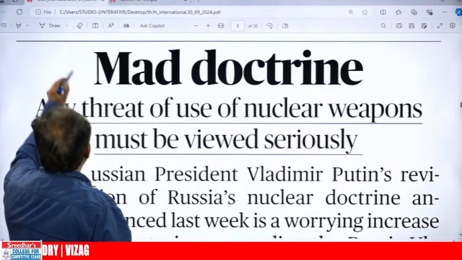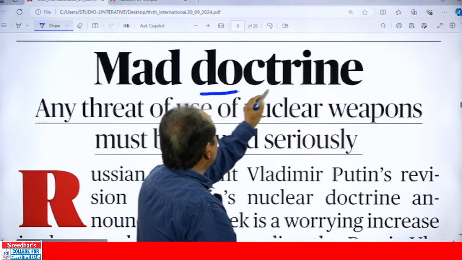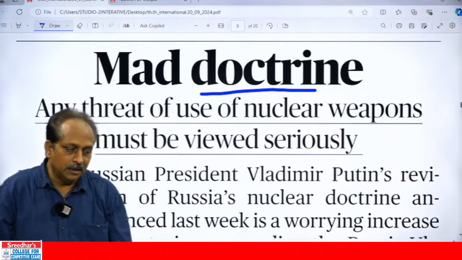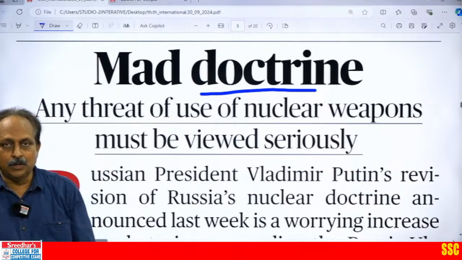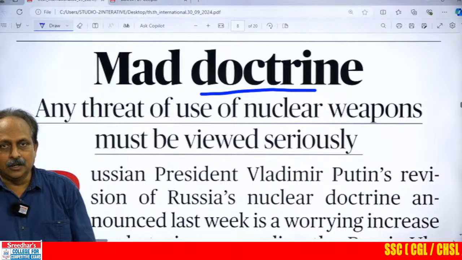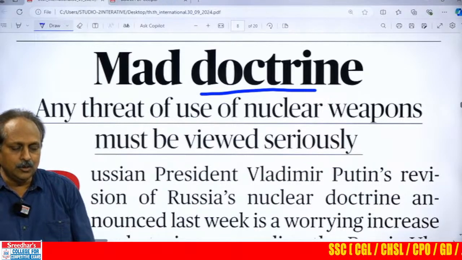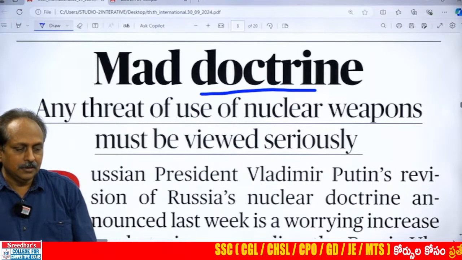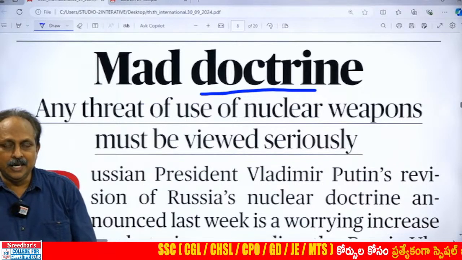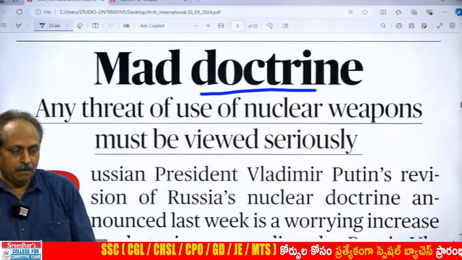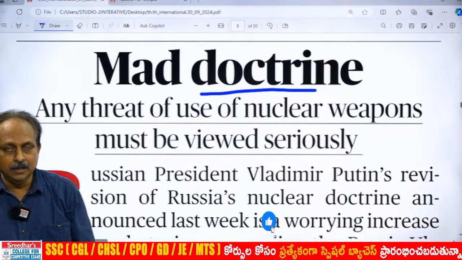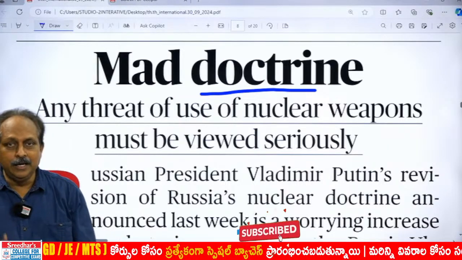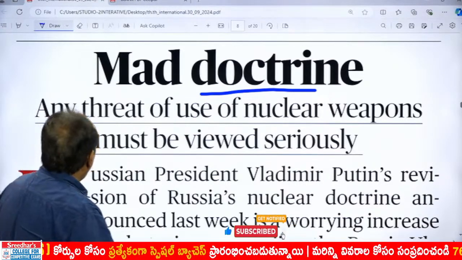Mad doctrine. There's one word here, doctrine. Doctrine means a philosophy. Someone's doctrine means someone's philosophy. Religion, creed, doctrine. All these go with more or less philosophy. A particular plane means thinking, way of thinking. Here it says mad doctrine, means mad philosophy. What is mad here? Using nuclear weapons is nothing but sheer madness, according to the editorial, mind you. How does it start?